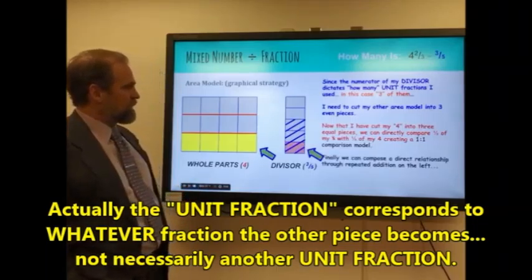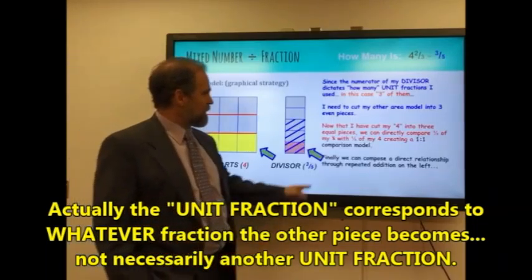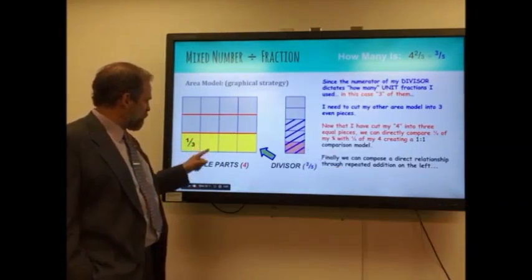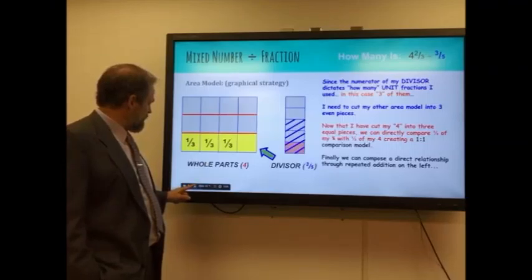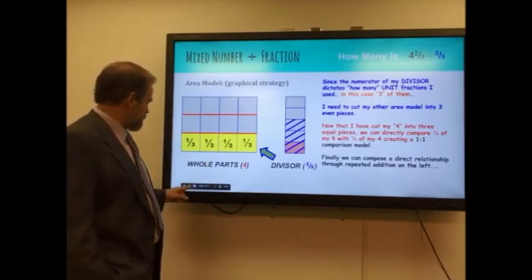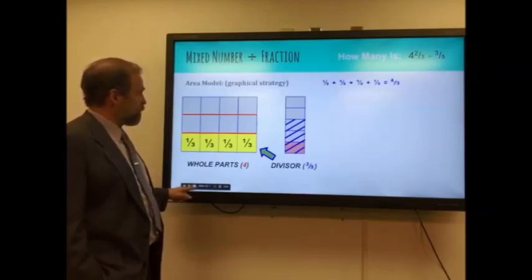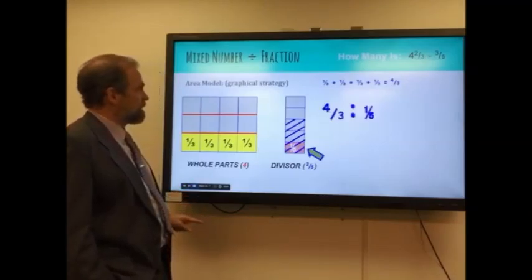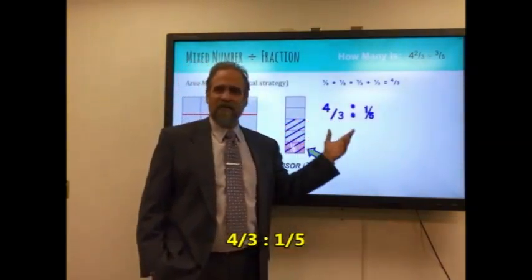Okay? So finally we can compose a direct relationship through the repeated addition on the left. Okay? 1/3 and 1/3 and 1/3 and 1/3, which I just basically said before it unfolded, is 4 thirds. Okay? So 4 thirds correlates to 1/5. There's my ratio.